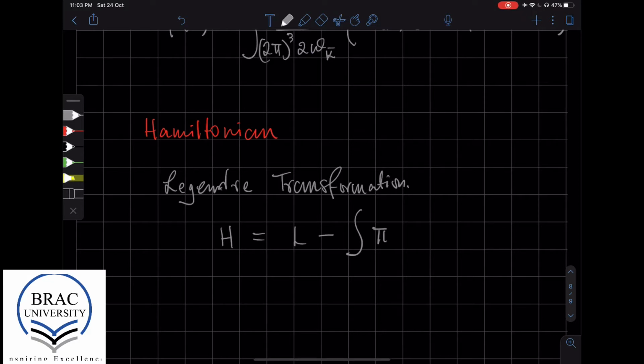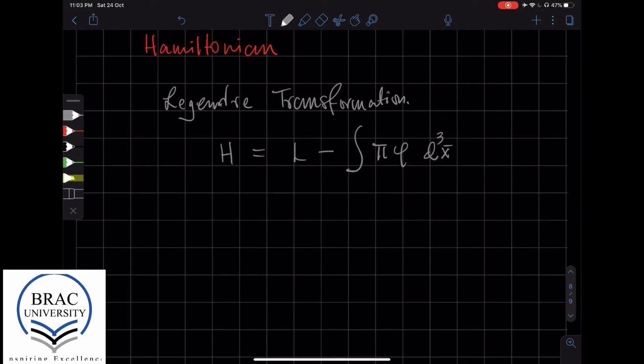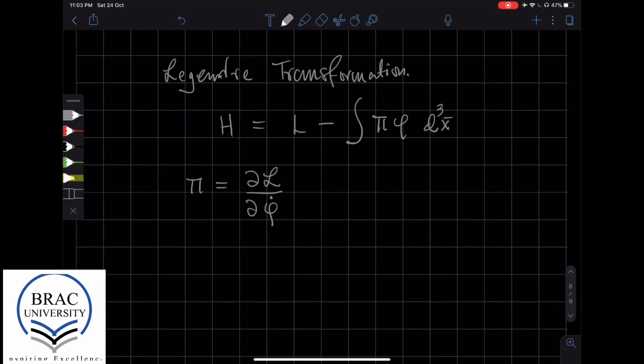the canonically conjugate momentum times the field, then we get the Hamiltonian. So what is pi? Pi is the momentum density, and this is defined by the partial derivative of the Lagrangian with respect to the time derivative of the field. So if I look at my Lagrangian for the free scalar field, we find that pi is going to be given by phi dot.